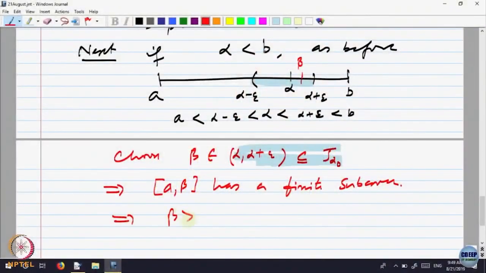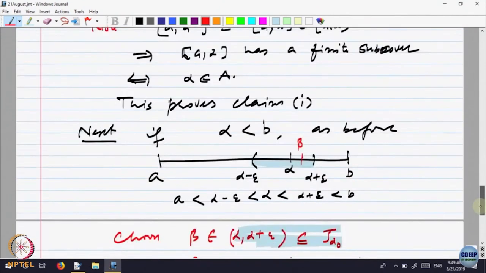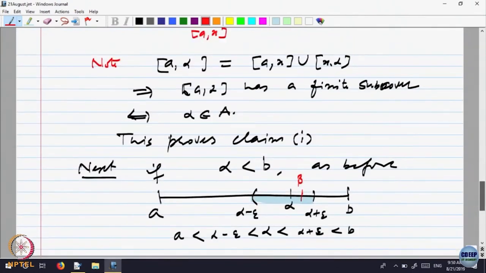But what does it imply? It implies beta is bigger than alpha and beta belongs to A. A to beta has a finite subcover, and beta is strictly bigger. But what is alpha? It is the least upper bound of A. So, nothing in the set can be bigger than alpha. So, that is a contradiction. This is not possible. So, what is our assumption? Our assumption was that alpha is less than B. That is giving us a contradiction.